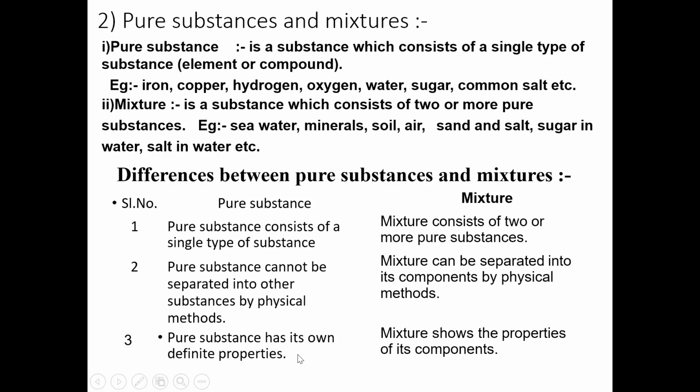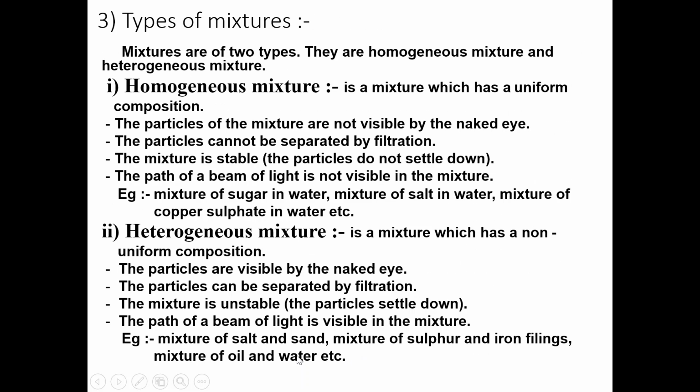Next, regarding mixtures, we will be talking more. As we already saw in the flow chart, mixtures are of two types: homogeneous and heterogeneous mixtures. A homogeneous mixture is a mixture which has a uniform composition. The particles of the mixture are not visible to the naked eye, so we cannot see the particles present in the mixture by our naked eye.